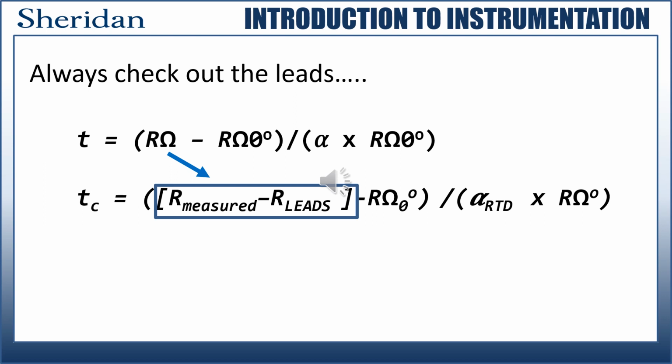Now I know what you're thinking. Great, more math. Well, this one's really easy. The only difference in the equation is you must expand the measured resistance value to include the lead resistance. And to do that, you simply subtract the lead resistance from the measured resistance and carry it on like before. That's it. That's the only difference.